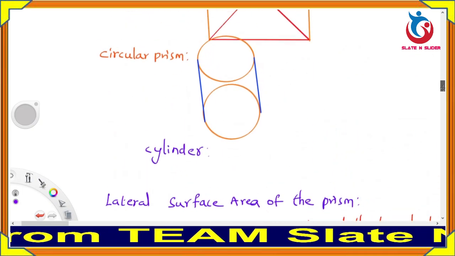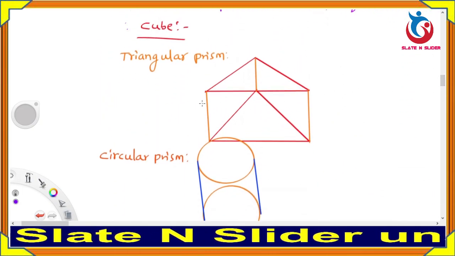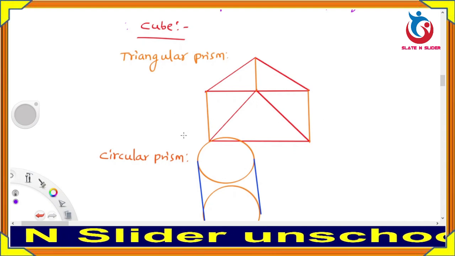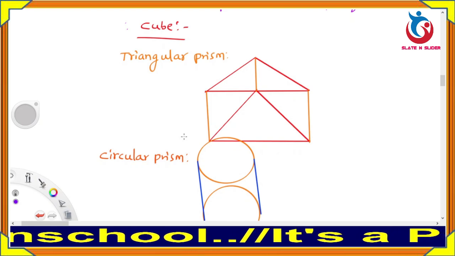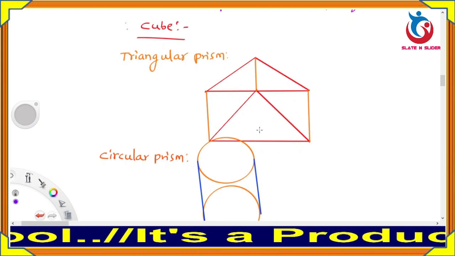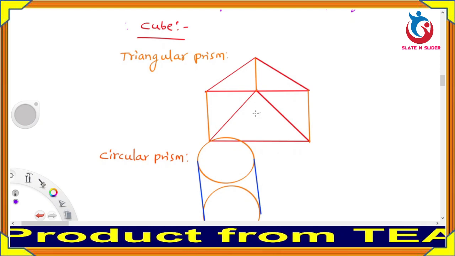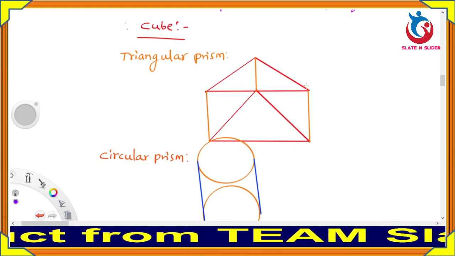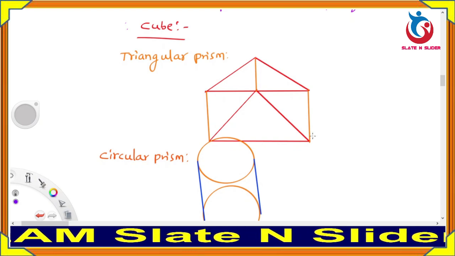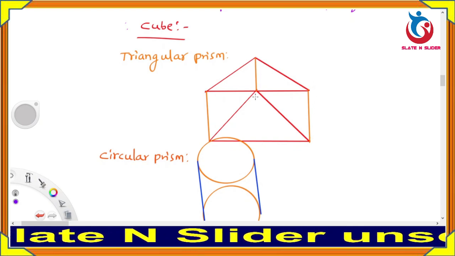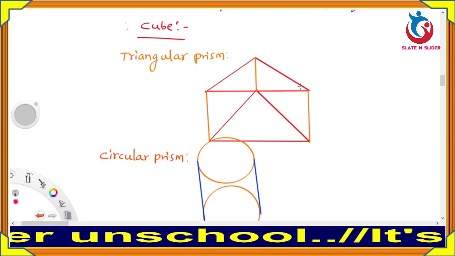First we should know what is lateral surface area. Lateral surface area means the side view, the number of surfaces which are joined with the base and the top. Here in this figure, just observe the lateral faces. This is one lateral surface, and on the other side this is one lateral surface, and this is one more. So here it has three lateral surfaces.